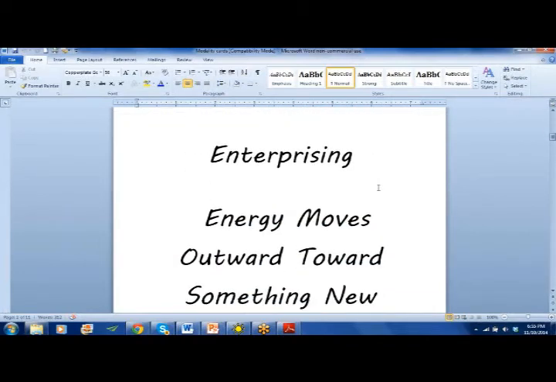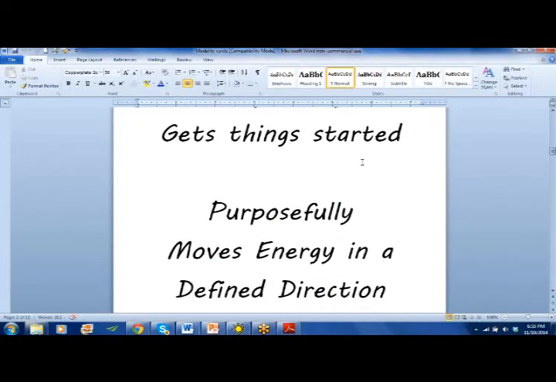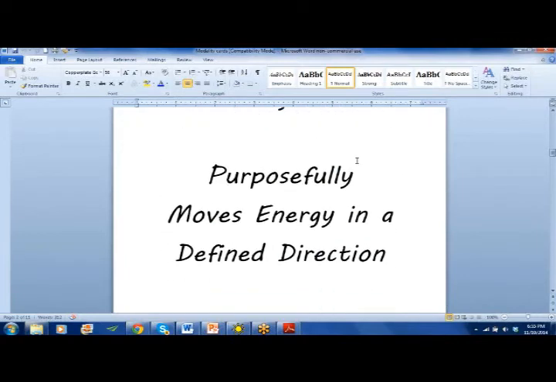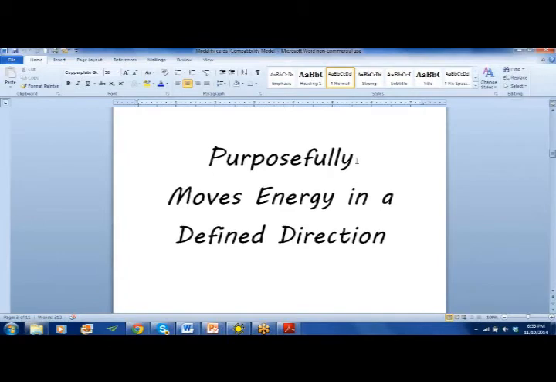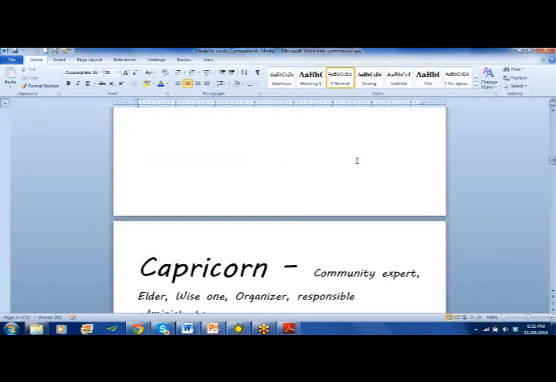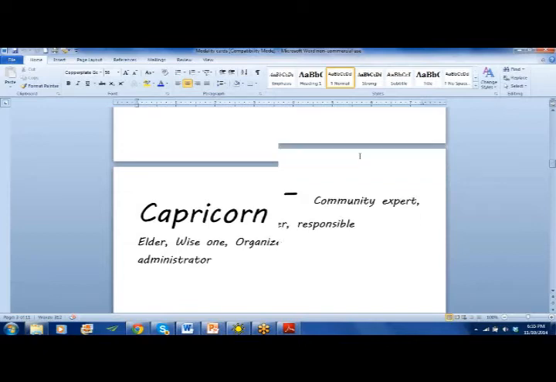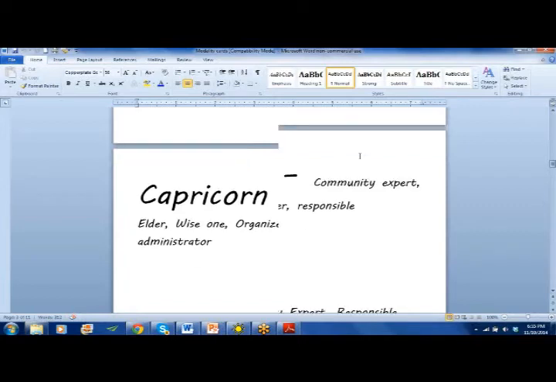They initiate action. Their energy is moving out towards something new. They're enterprising. They like to begin things. They are purposeful, moving energy in a defined direction. But not always so great at completing things. So they like to initiate and start things, the householders, but aren't always as good at seeing things through. Not that they don't, but sometimes that's one of the things that's known about people that have a lot of these particular archetypes in their chart.